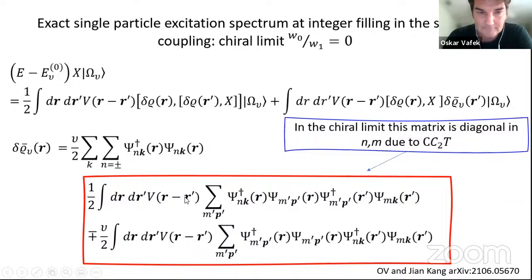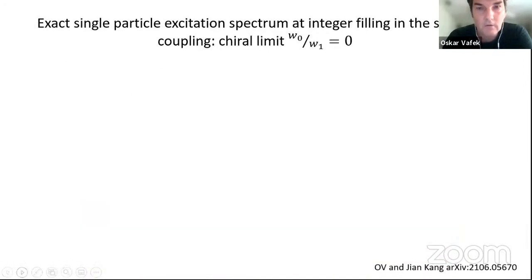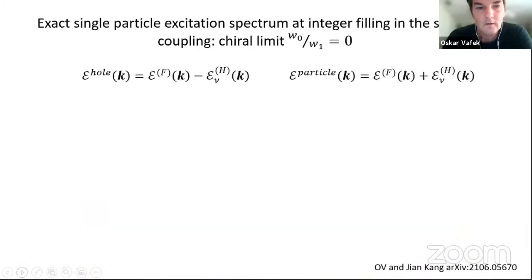So let me first report the result of this calculation. If we were to take away a particle, let's say at positive integer filling, then as I mentioned, one of these terms subtracts, so this, let's call it Hartree-like term, subtracts from the Fock term. While if we were to add a particle, then it adds. And so now all we have to do is figure out what these dispersions are independently for the exchange and for the Hartree part.